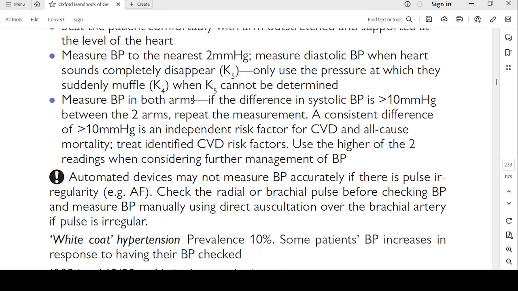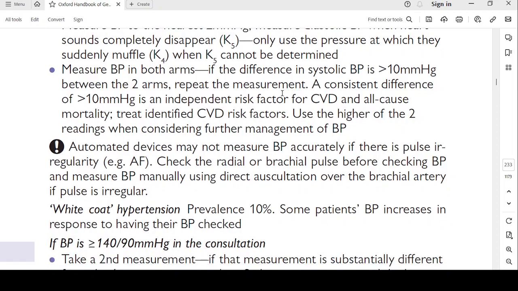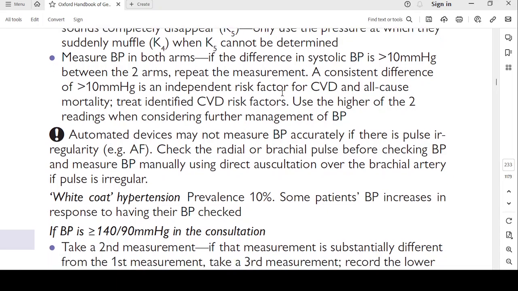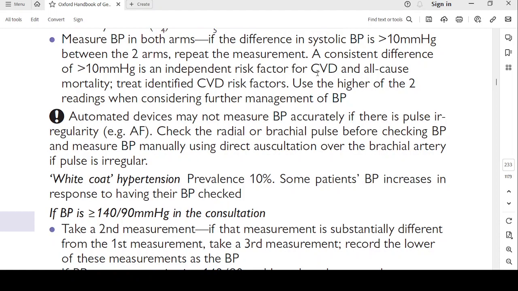Measure blood pressure in both the arms. If the difference between the systolic BP is more than 10 millimeters of Hg between both the arms, repeat the measurement. A consistent difference of more than 10 millimeters of Hg is an independent risk factor for CVD and all-cause mortality. Treat identified CVD risk factors.